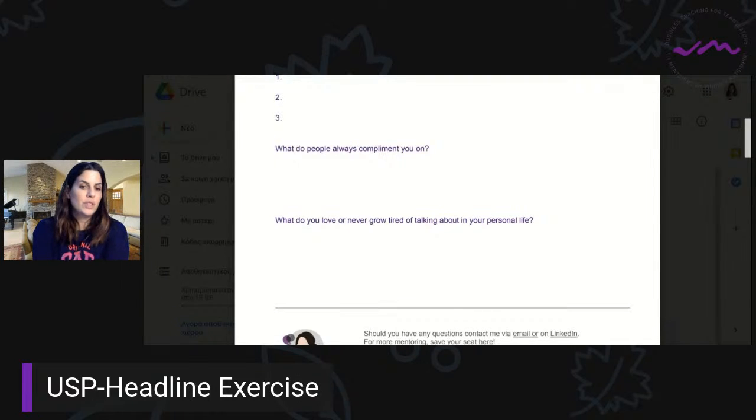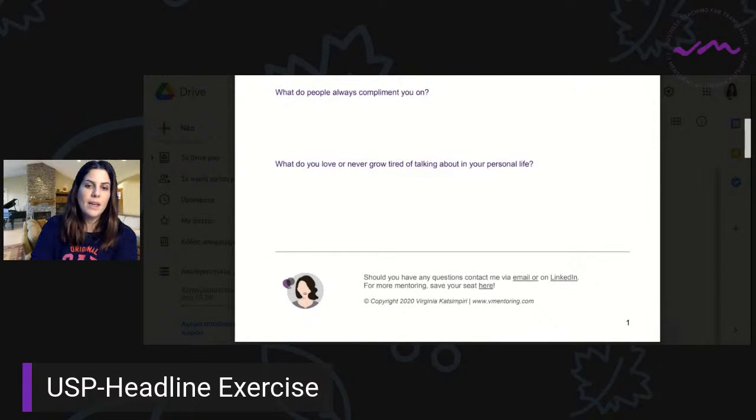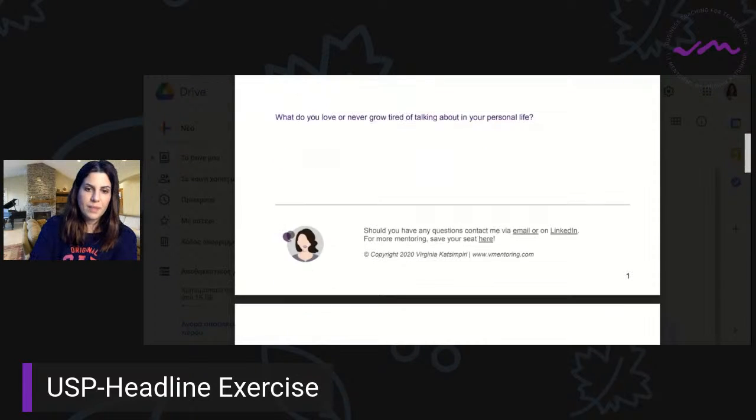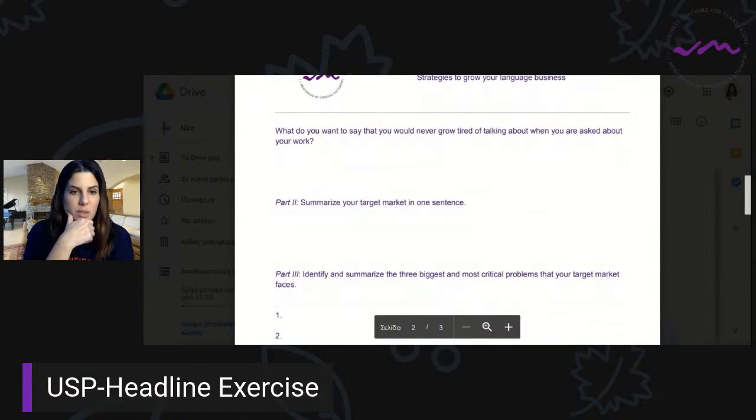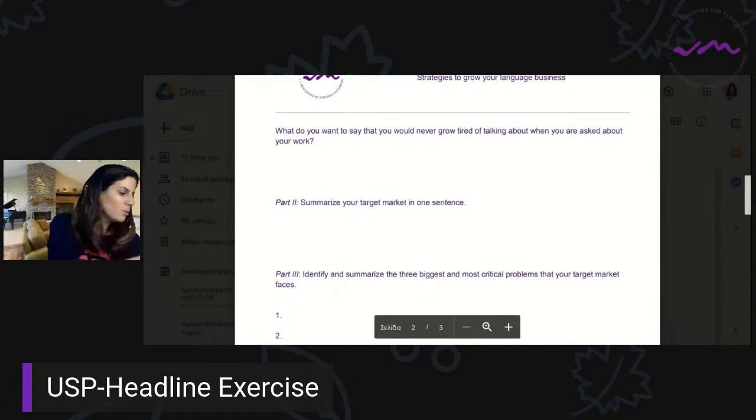What do you love or never grow tired of talking about in your personal life? Those might be something you are unique for as well. You don't need to think only about your business life. Think about your personal life. What do you never grow tired of talking about? Another question here: what do you want to say that you would never grow tired of talking about when you're asked about your work? What do you want to say when you are asked about your work?